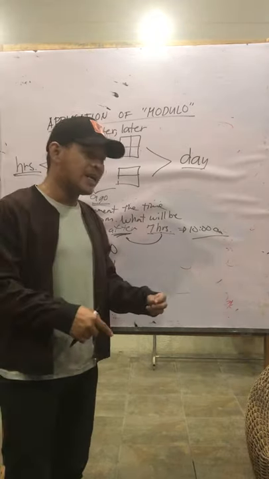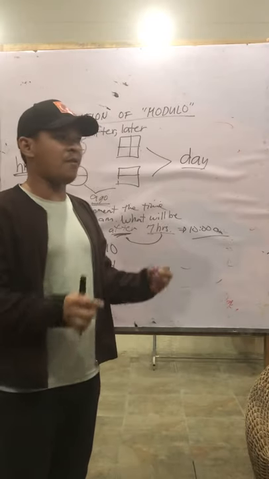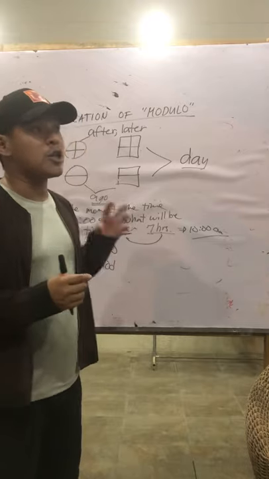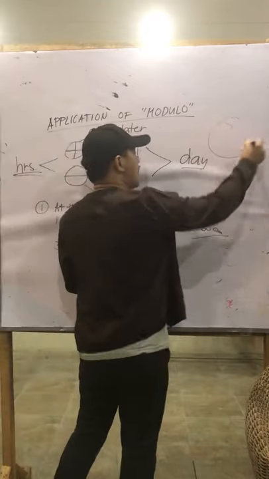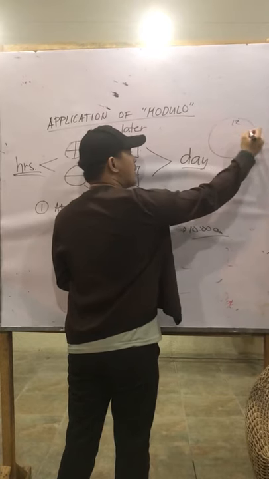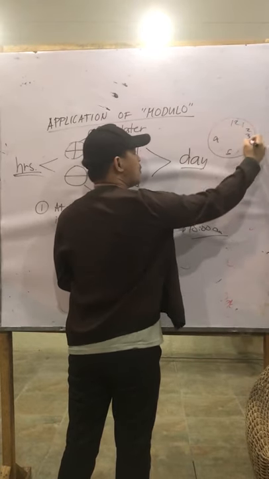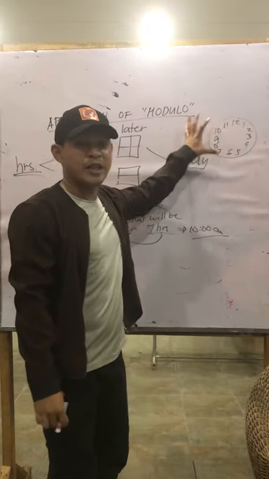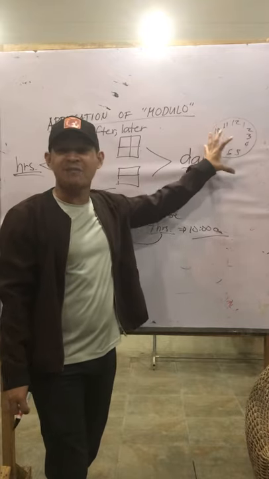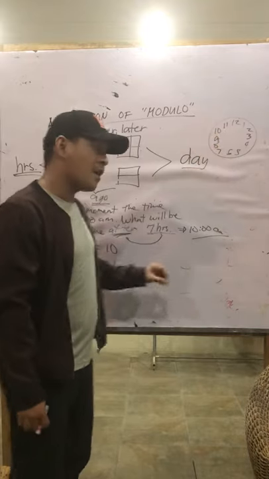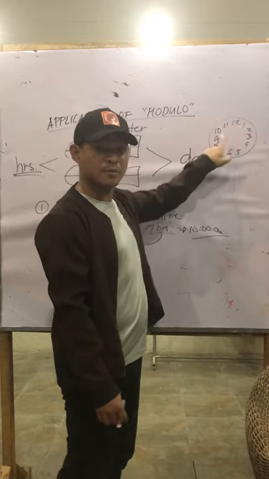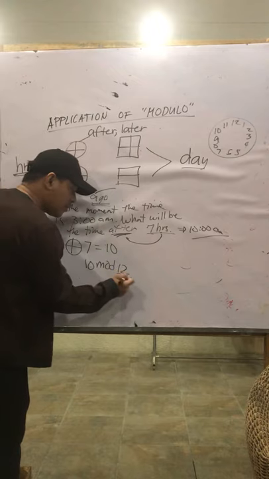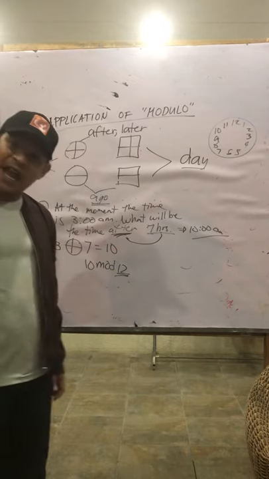If in days, we have modulus 7; if in hours, we will be using modulus 12. Why? Because we use this kind of clock: 12, 3, 6, 9, 1, 2, 4, 5, 7, 8, 10, 11. We are using this clock, or this representation, to identify the time. Okay? Therefore, our modulus will be 12. Therefore, we'll be applying 10 mod 12. You will use modulus of 12 for time.